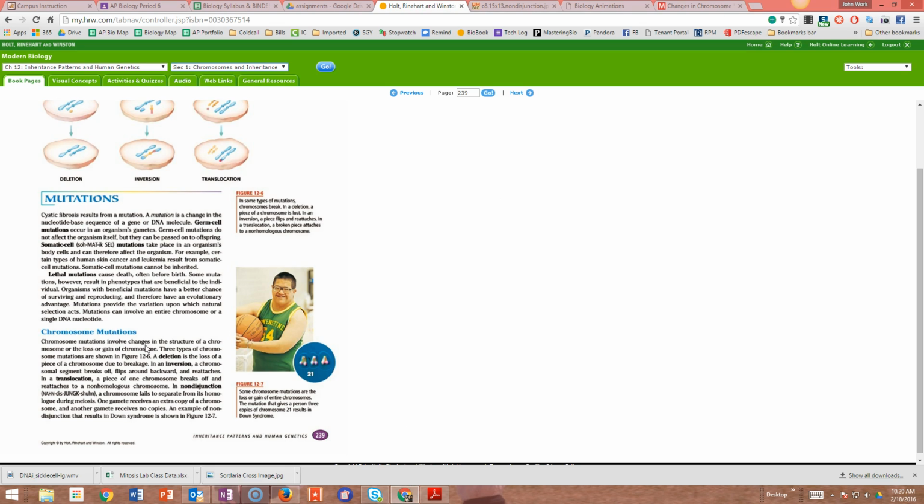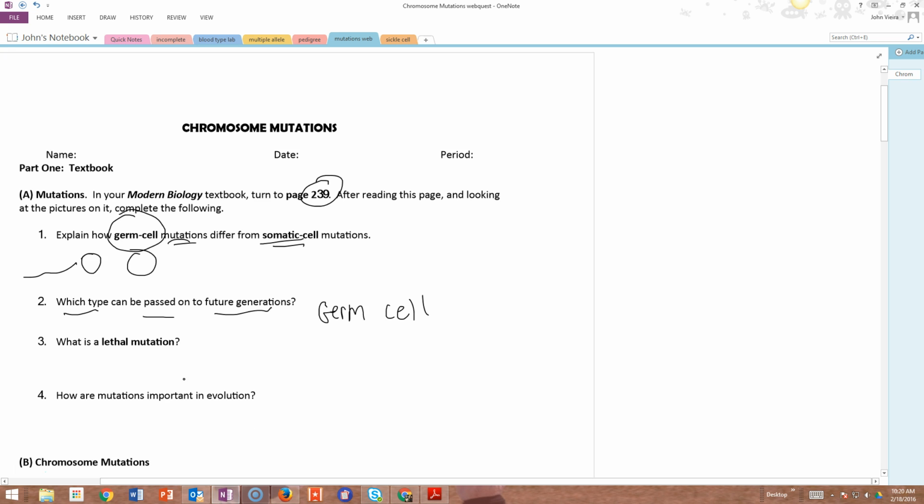A lethal mutation right here can cause death, often before birth. Some mutations, however, result in phenotypes that are beneficial. So some mutations are actually good for us, which kind of leads us to the second part, right? How are mutations important in evolution? They create what we call variation.